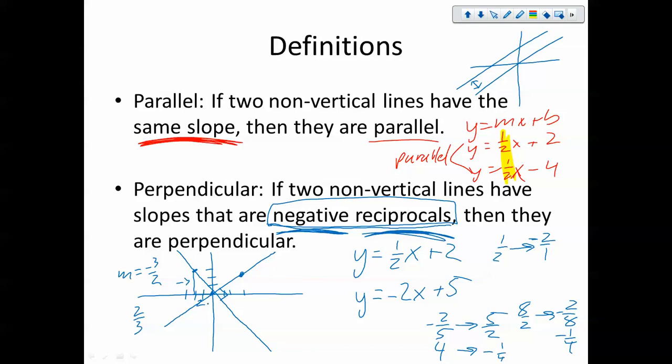So perpendiculars, in terms of our love story, they're the opposites attract, right? They're the ones that are guaranteed to meet at that 90-degree angle, but they're complete opposites of each other. So maybe that's why we all get along so well.